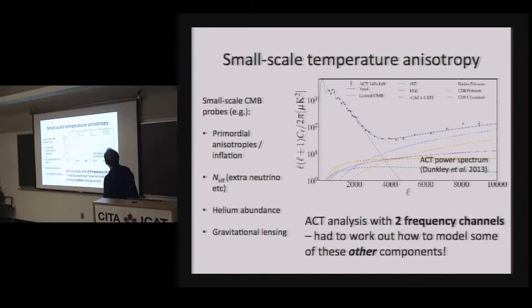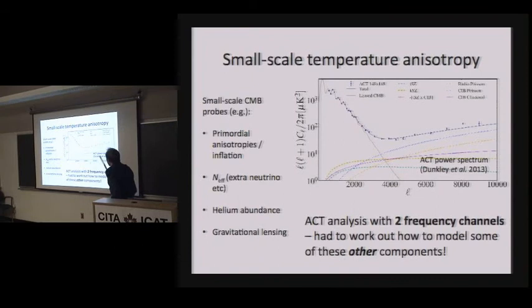I want to talk about some of the issues you have with these small-scale anisotropy measurements that weren't a problem so much with WMAP. Basically the issue is that you want to pick out the CMB, but that's not the only thing in the sky. Even at the peak of the black body spectrum, so around 115, 160 gigahertz, other astrophysical components are present. So one thing we need to be able to do, if we're going to make these high precision measurements, is separate those other components from the part that we're interested in.